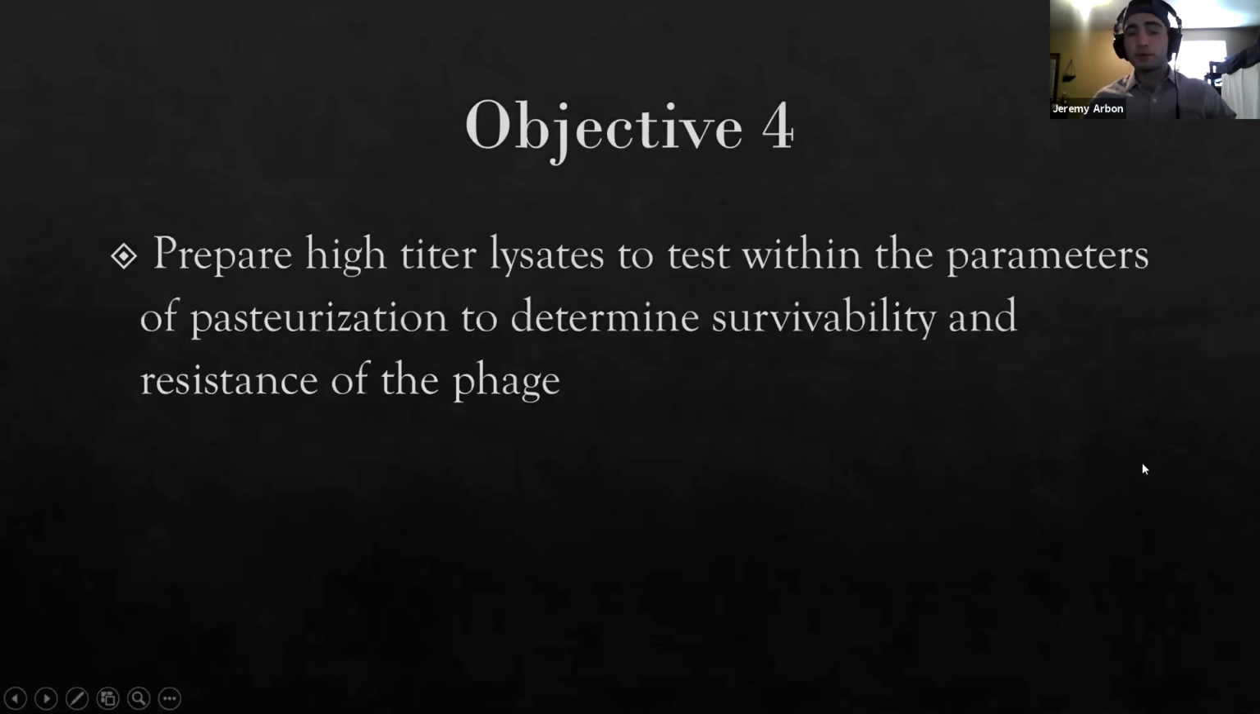And then for our fourth objective, we will need to prepare high titer lysates, which just means high concentrations of phage, to test in the parameters of pasteurization to see if those phage can survive pasteurization and theoretically be added to the bulk milk tank pre-pasteurization to continue their work, and then after pasteurization to continue working as well to decrease the bacteria.